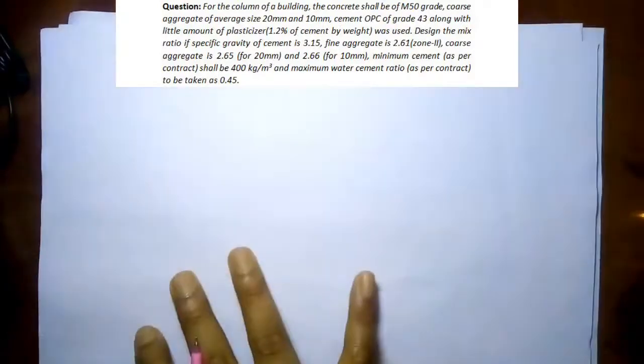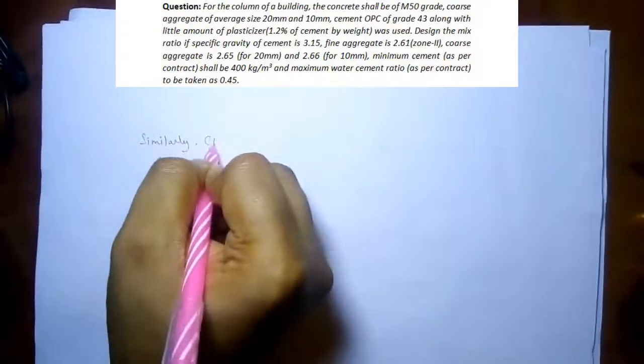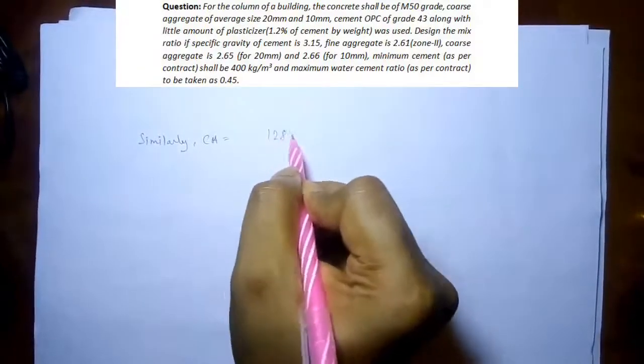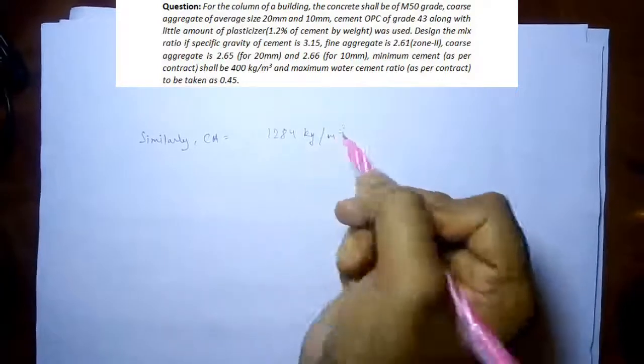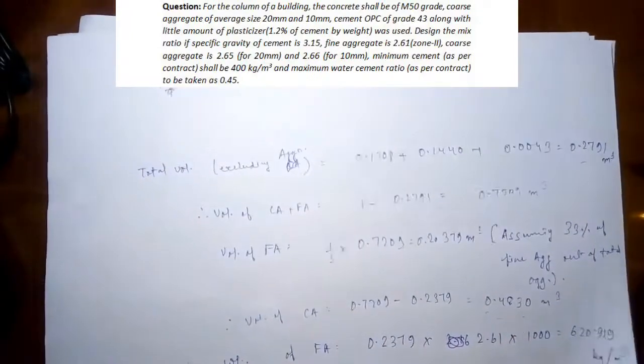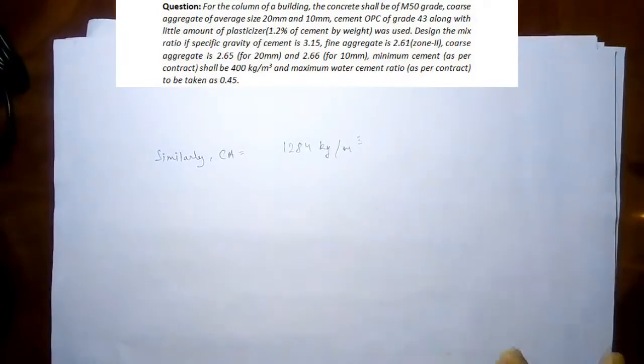So similarly for CA, we can calculate it to be around 1284 kg per meter cube, just by a similar process. As you know, the volume is 0.4830. We will multiply the specific gravity times 1000, that is the density, and by multiplying the density with the volume we will get the weight, that is 1284 kg, and it is per meter cube, as we are considering 1 meter cube of concrete.